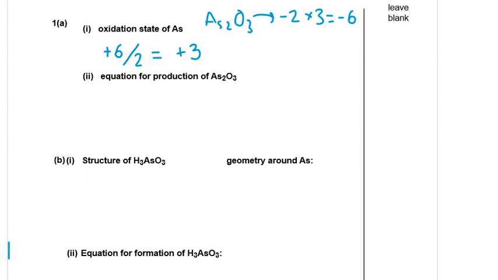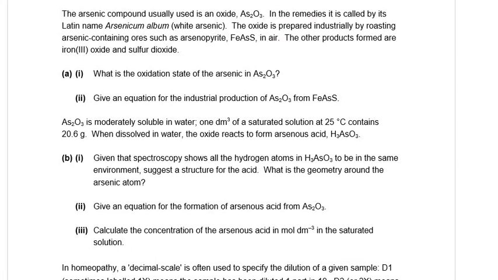Now, for this next question, 1A part 2, an equation for the production of the arsenicum album, this is where we're going to refer back to the information given to us in the question. So if we look, it tells us that arsenicum album, the oxide here, is one of the products, and they also tell us the other products, and those are iron 3 oxide and sulfur dioxide. So we've got 3 products here.